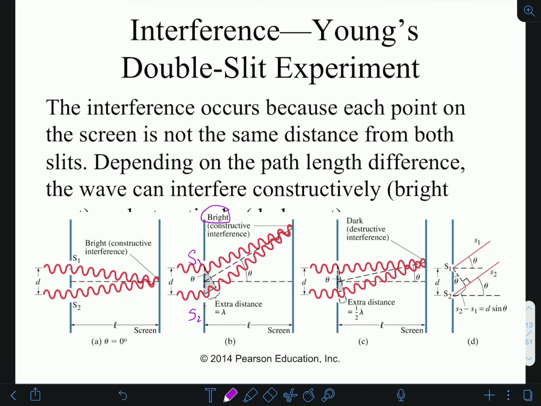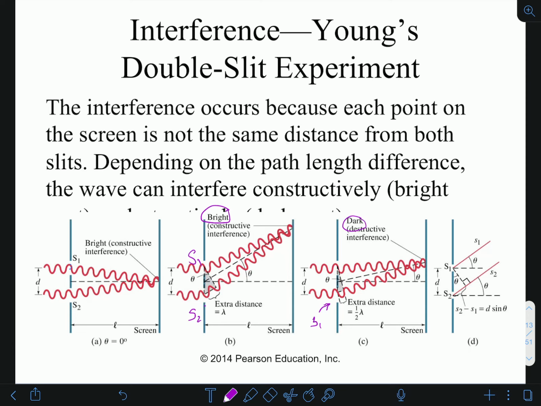If, however, the extra distance that this wave here travels is half of a wavelength, then that extra half wavelength is going to shift everything over so that now the waves are out of phase by half a wavelength. Now they're going to cancel each other out and you're going to have destructive interference and you're going to end up with a dark line at that point.